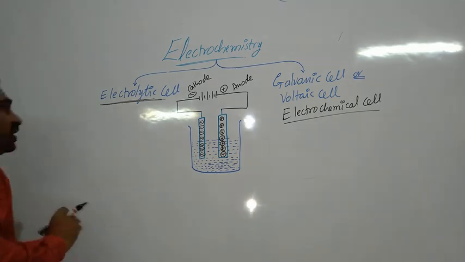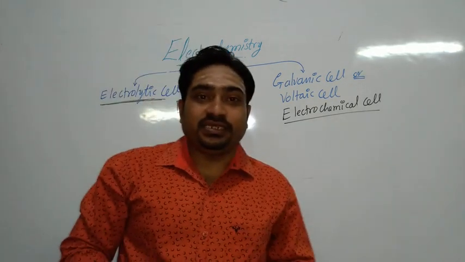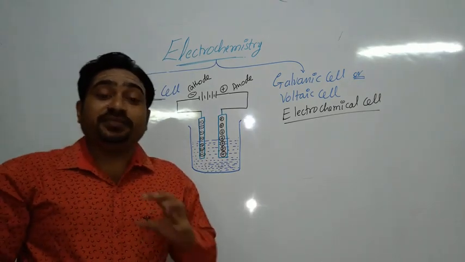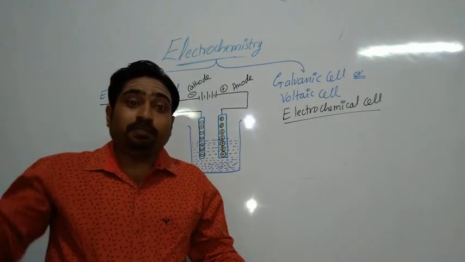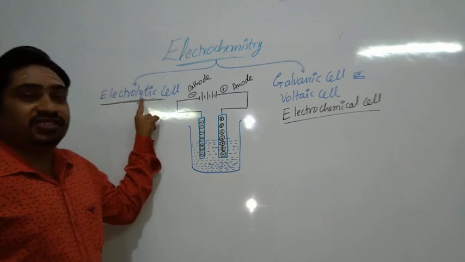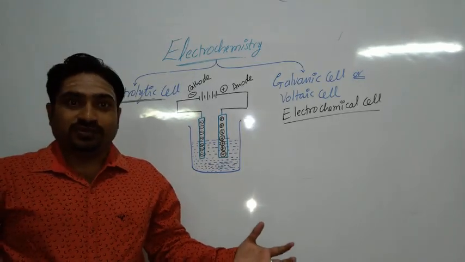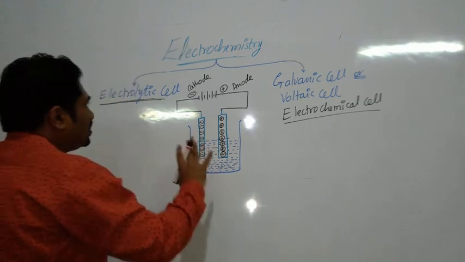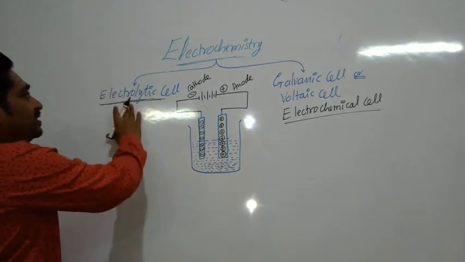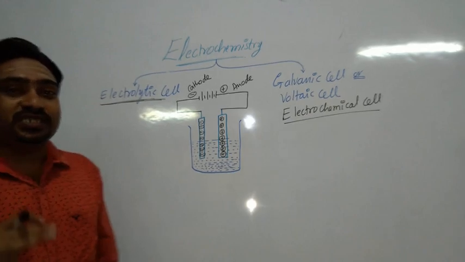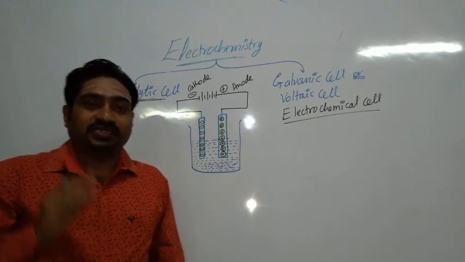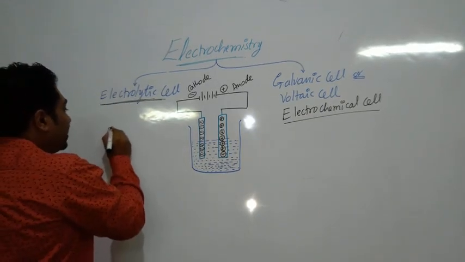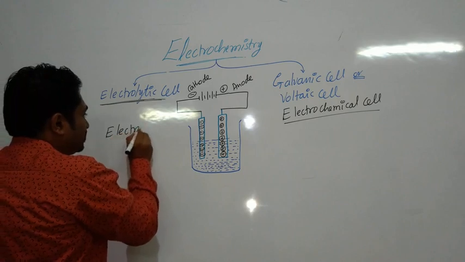In this electrolytic cell, exactly what happens is that a non-spontaneous chemical reaction is carried out by adding electrical energy from an external source, by adding external current. Generally in this electrolytic cell a well-known process takes place. That process is none other than electrolysis.